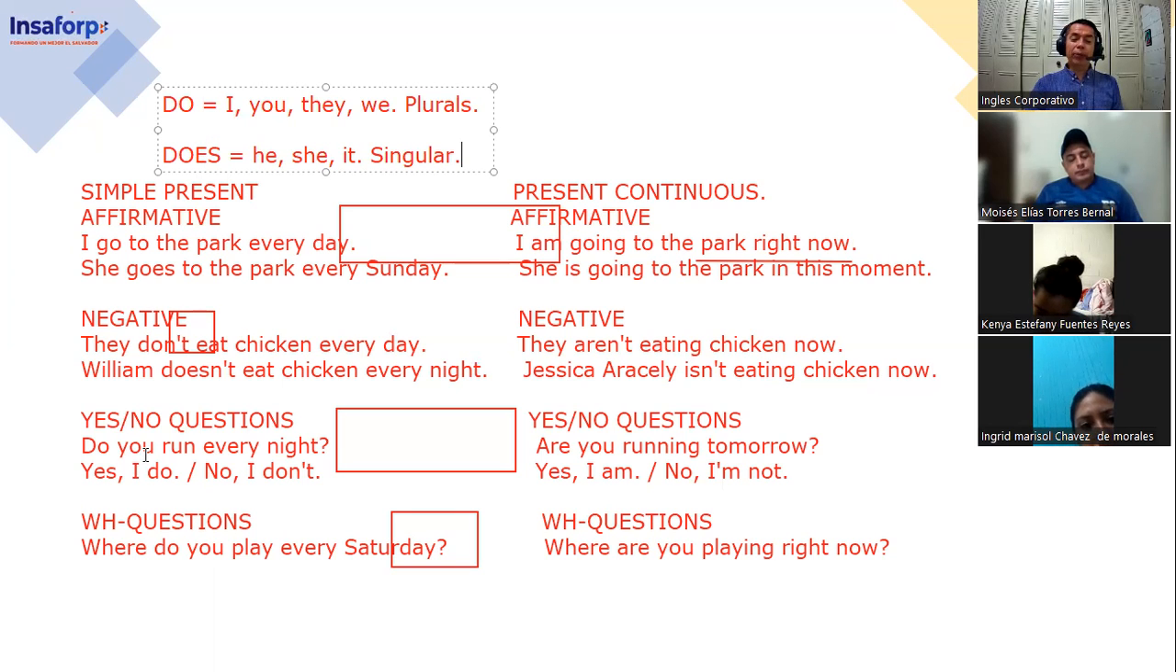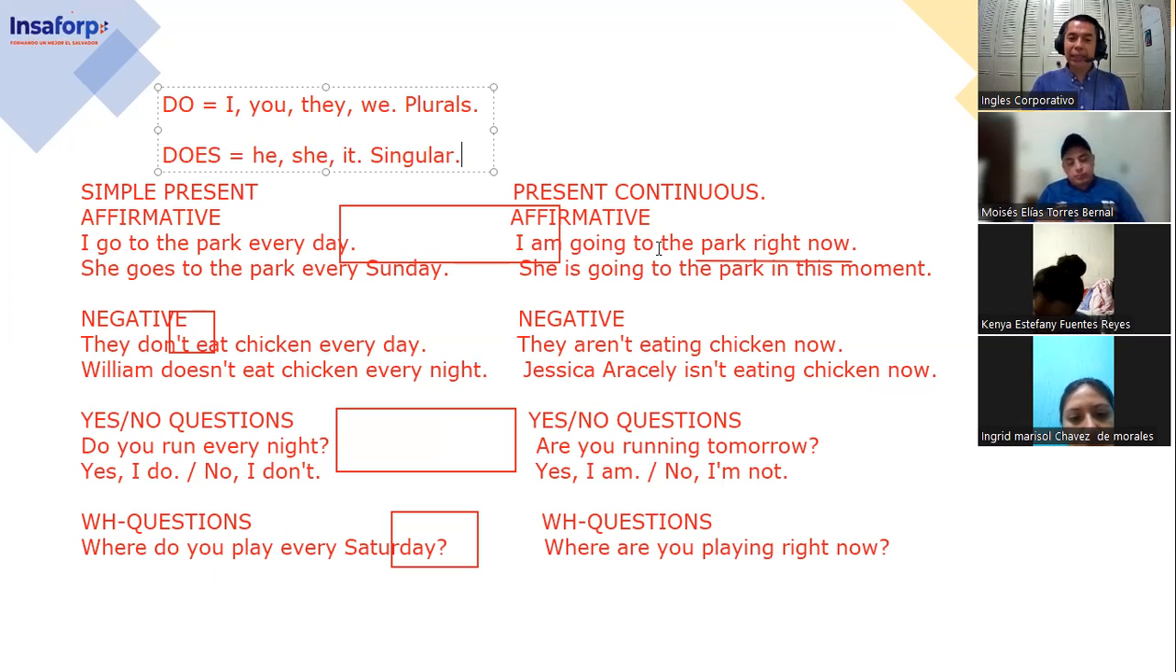Y cuando hacemos preguntas, el auxiliar, Ingrid, se pone al principio, ¿sí? En el caso de las preguntas de información, primero la palabra de información, ¿dónde, cuándo, por qué?, y luego el auxiliar. Ahí está el uso del auxiliar en el contexto. Ahora bien, sigamos con los auxiliares.